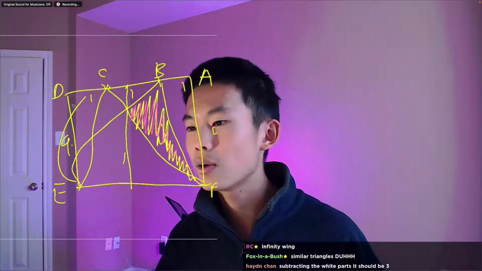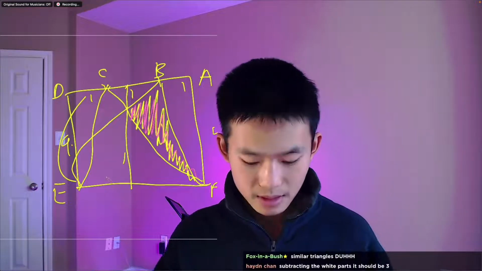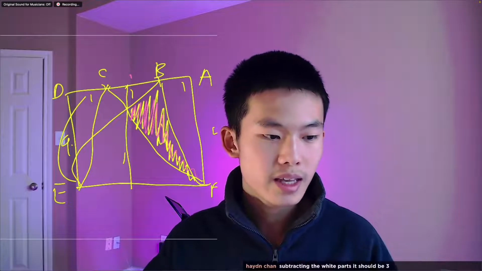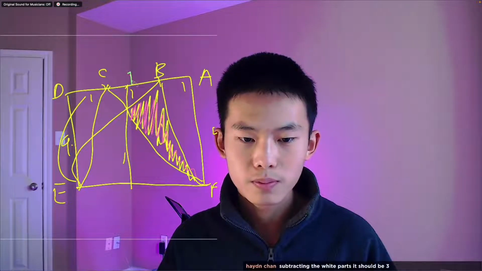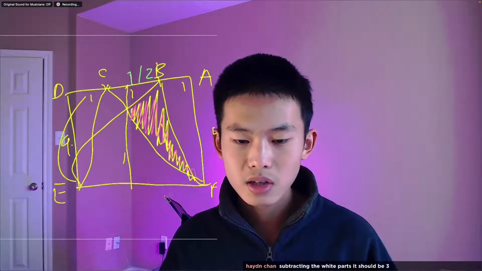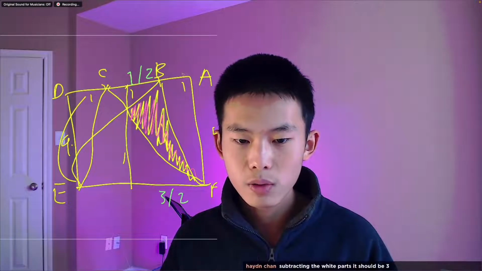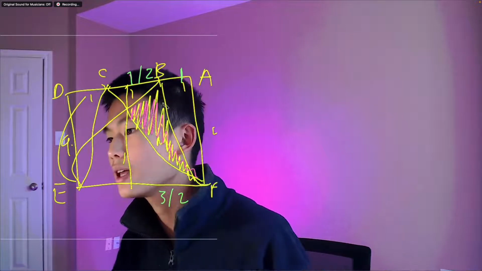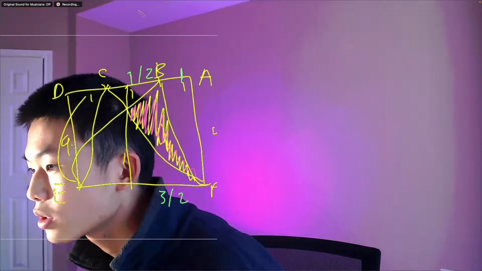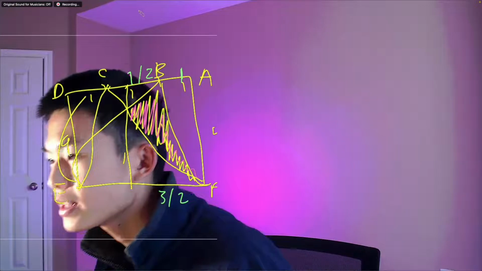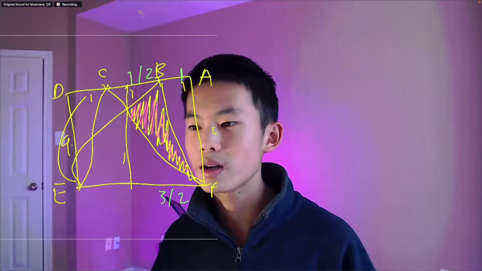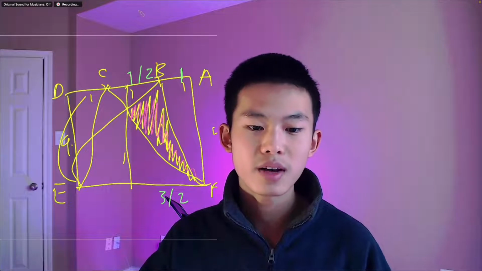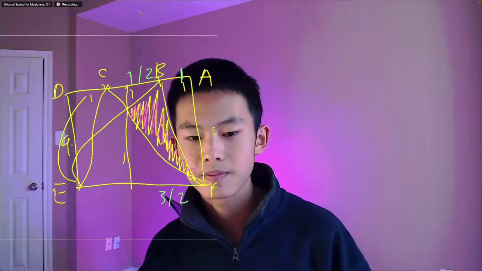So what this means is that, let's look at the area of this wing, right? We know that this length is going to be 1/2. And we know that this length is going to be 3/2, and this is going to be 1. And yeah, I see a lot of great ideas. Similar triangles. Yeah, that's exactly right. So we want to subtract the white parts, basically. So we want to subtract the parts that aren't in the bat wing to figure out what the actual area of the bat wing is.